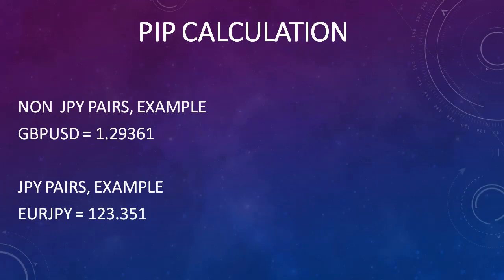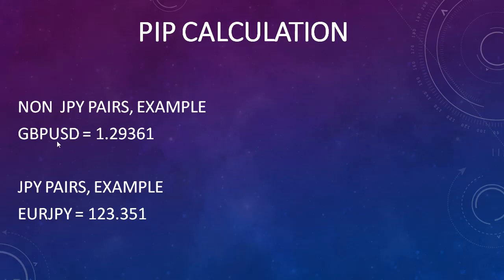Alright, now in our PIP calculation, we will be looking at 3 methods in which you can do a PIP calculation excellently or perfectly. So I'll be guiding you through these 3 methods right now. Now first of all, PIP calculation can only be categorized into 2. The way you calculate non-JPY pairs is different from the way you calculate JPY pairs. So for non-JPY pairs, how do you calculate your PIP?